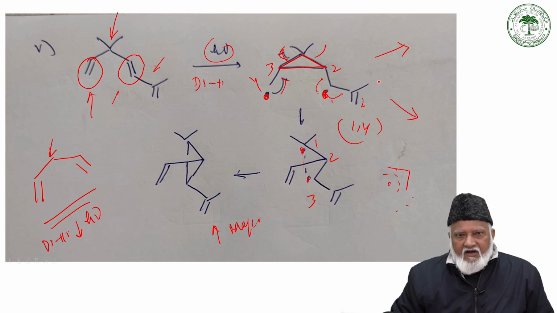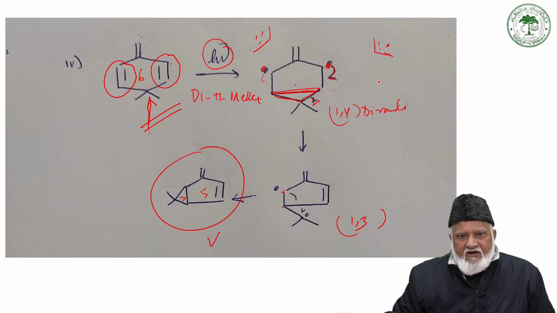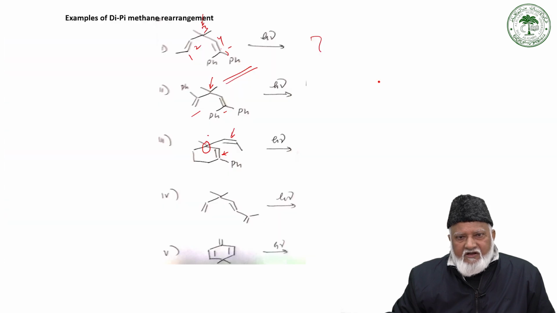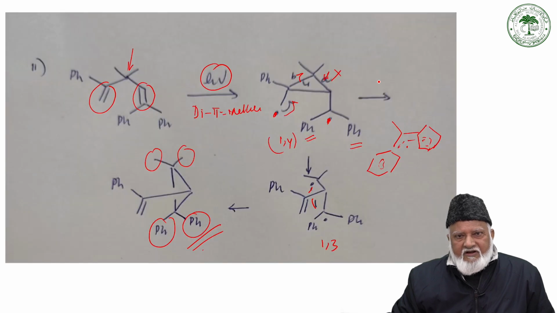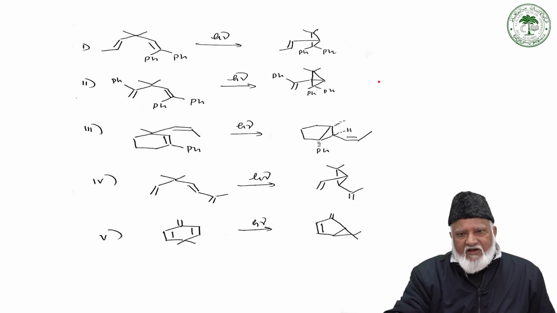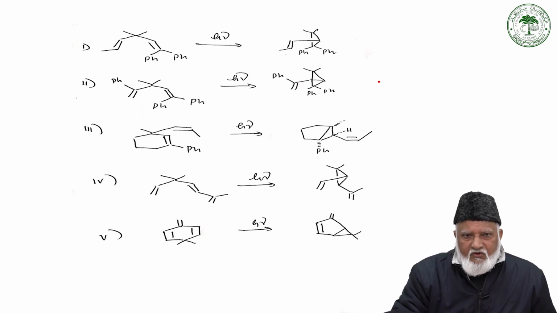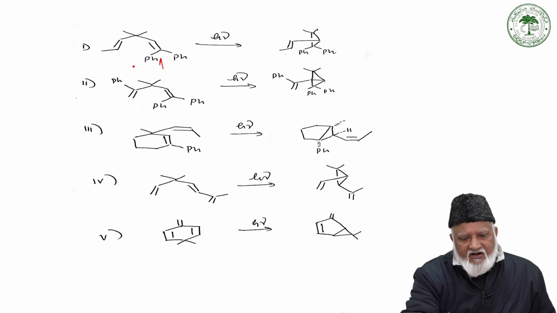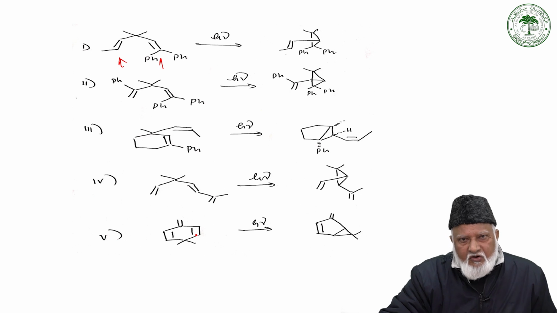So these are a few examples of di-pi-methane rearrangement, where in all these cases there is a possibility of two products, but exclusively one is formed. These are examples we have looked at one by one, explaining the steps involved in these rearrangements. In all these examples, the double bonds are unsymmetrically substituted, and in all the cases there is a possibility of two products.